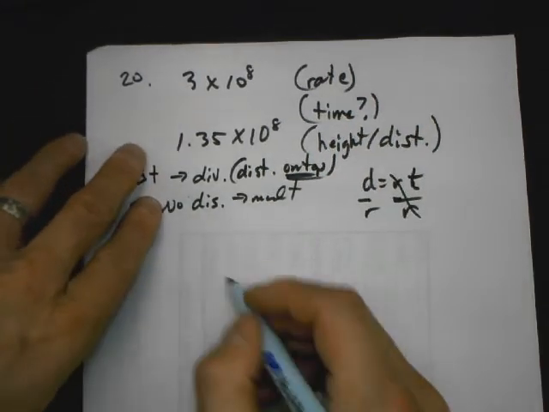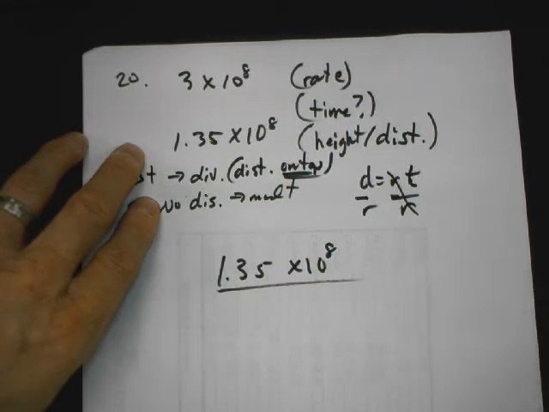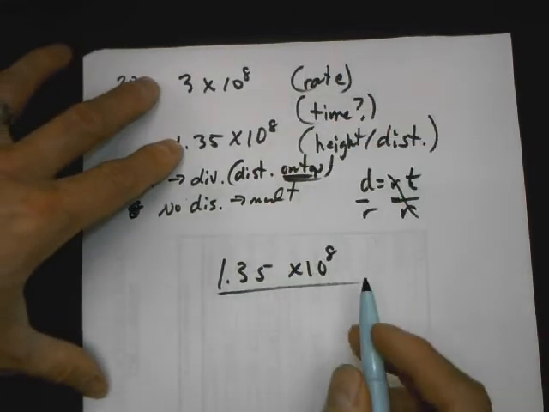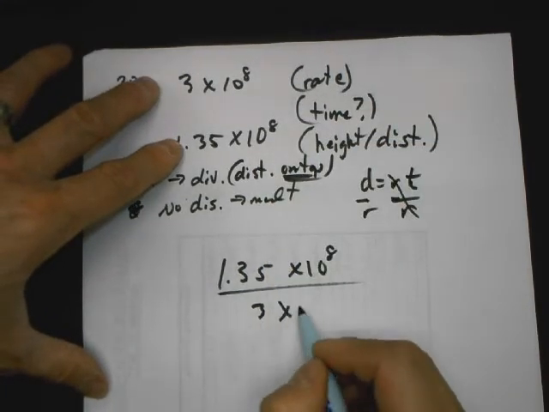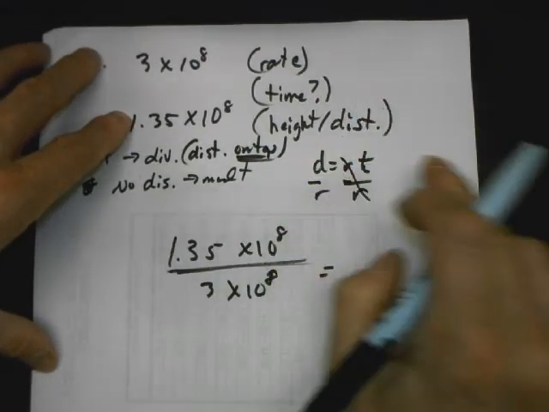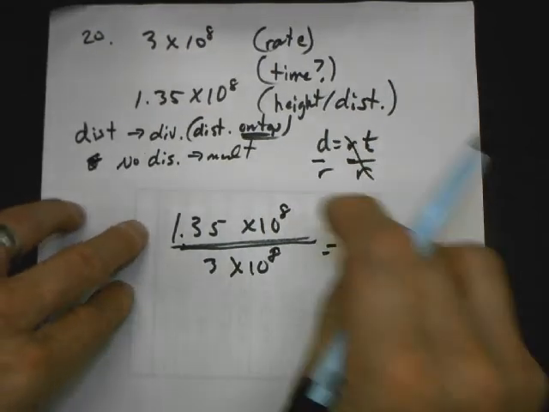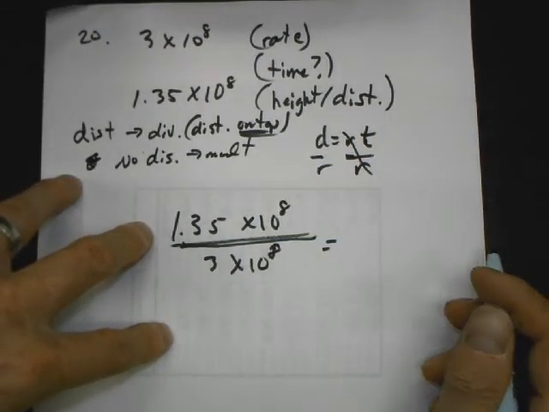Okay, so let's see how we do this. If they give me distance, I always put it on top. And whether they give me rate or time, it doesn't matter. I'll always put that one on the bottom. Okay? Now we can make sense of that by using distance equals rate times time, but these videos are supposed to be short, so let's just get to the point. Distance on top, divide. No distance, multiply.